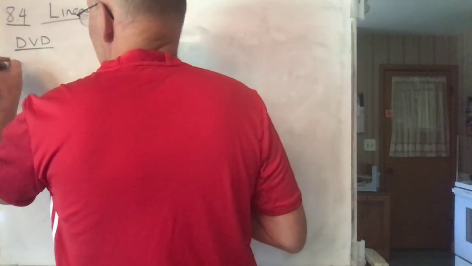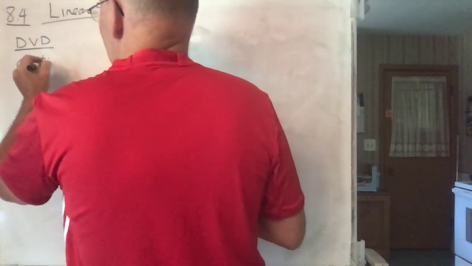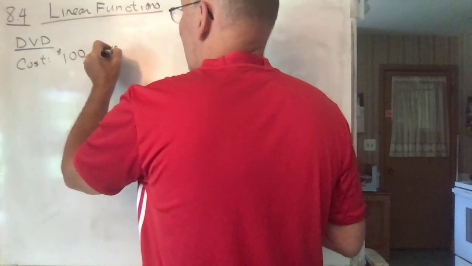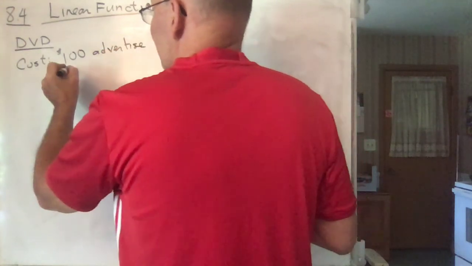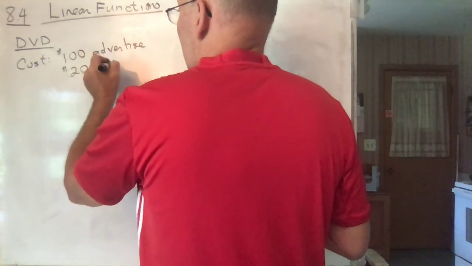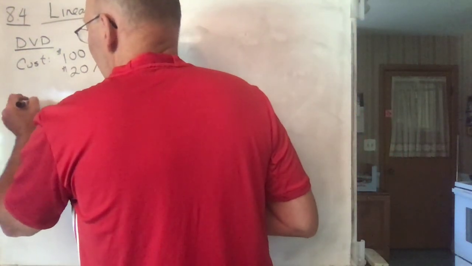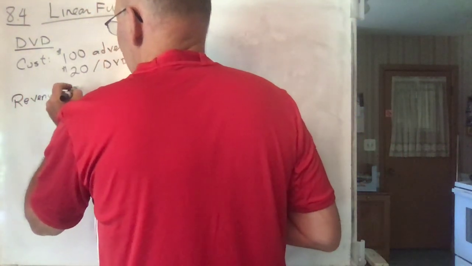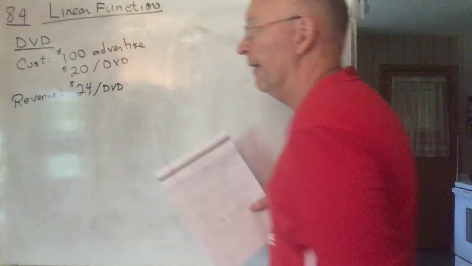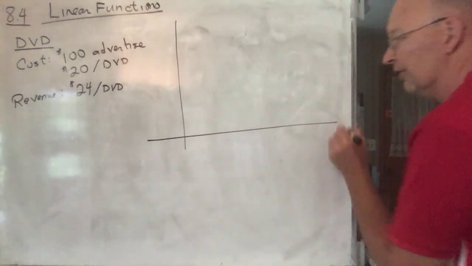Okay, and you're making the DVDs, so the cost is, first of all, it took you $100 to advertise, and each of the DVDs that you make costs $20. Okay? And then your revenue, the amount of money that you bring in, is you sell them for $24 per DVD.